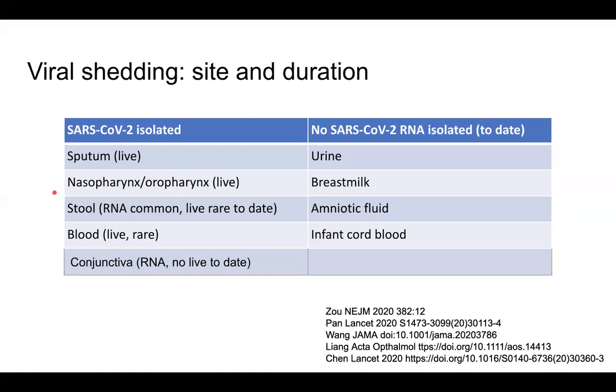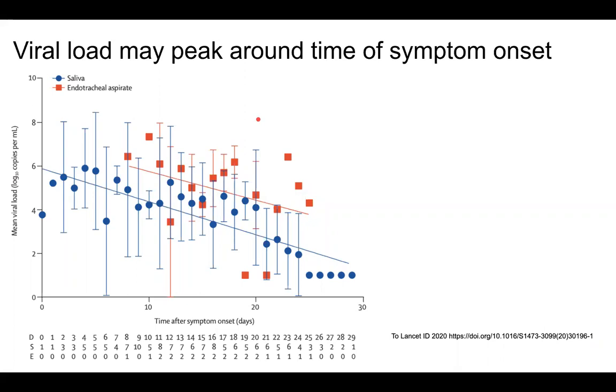This is a study from two hospitals in Hong Kong published in Lancet ID this past Sunday. They looked at 23 patients, 10 with severe disease and 13 mild, and evaluated serial viral loads in posterior oropharyngeal saliva in blue and endotracheal aspirates in red. What they found was that the highest viral loads were around the time of symptom onset with a decline over time, and that 30% of this cohort still had detectable virus at 20 days after symptom onset, suggesting that viral load may peak around the time of symptom onset.